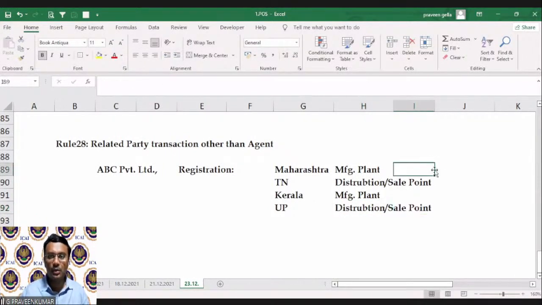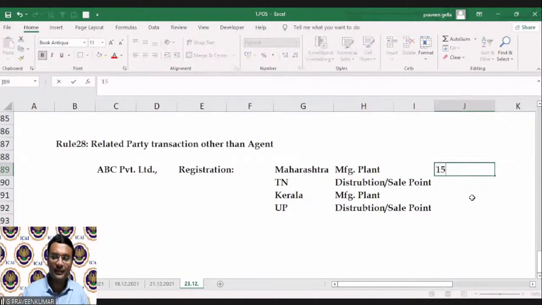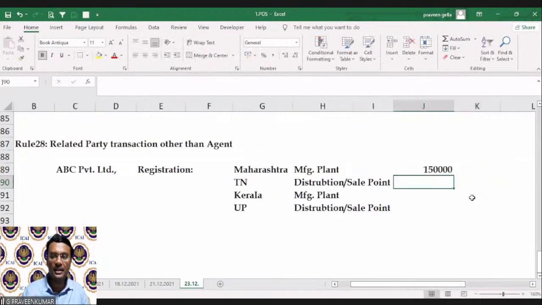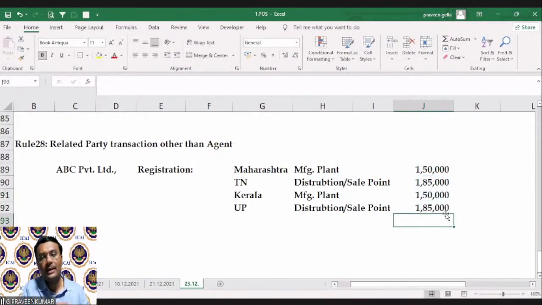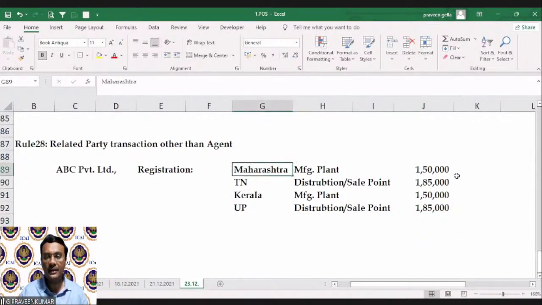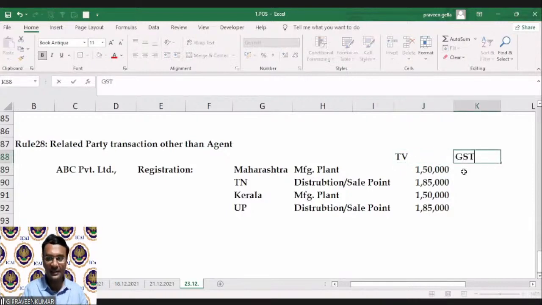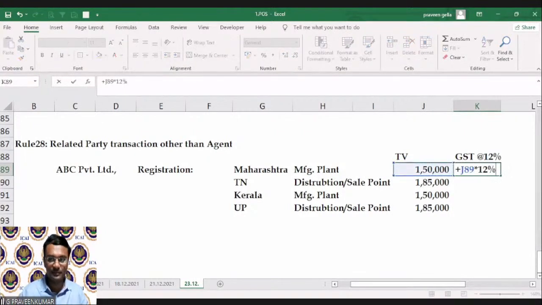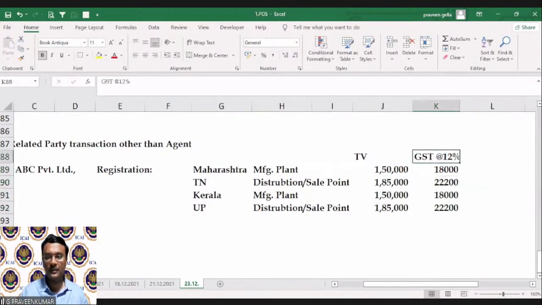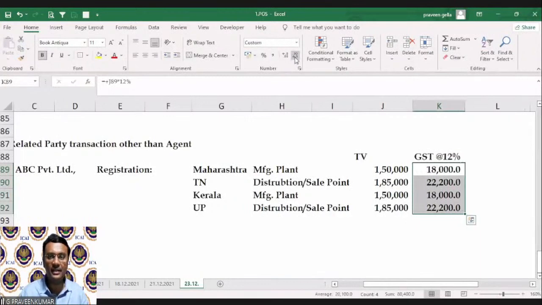Now, goods are manufactured, say for rupees 1,50,000, and sold from the distribution point for 1,85,000. Kerala, again 1,50,000. Distribution point 1,85,000. Now what happens here? When GST is charged from Maharashtra, for a moment, this is my transaction value, GST at the rate of 12%. Now, keep this cardinal principle, destination-based taxation.